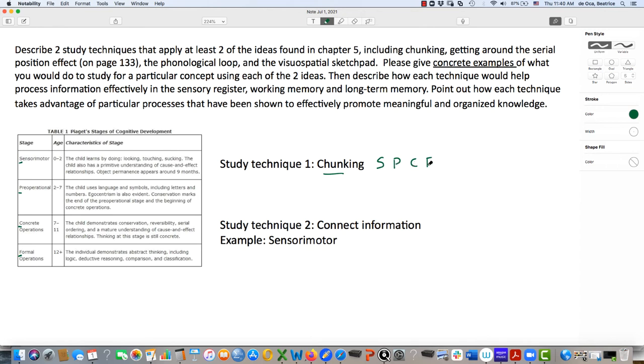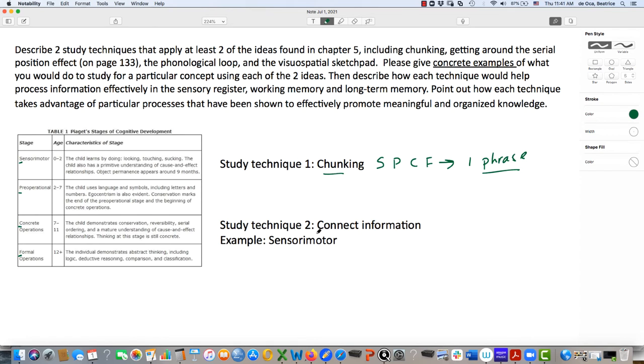operations, and formal operations. Now I can chunk this even further by turning SPCF into one phrase. And I'll do that by creating a phrase that says, small people carry fun. So just a silly little phrase like that, and now I have one phrase that used to convey all of these words, and so much more efficient, and an example here of chunking.